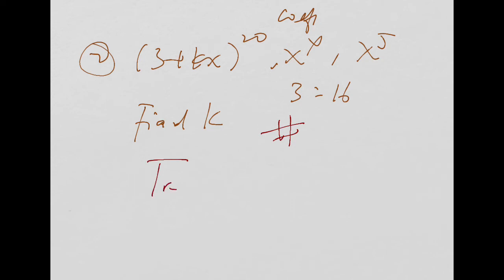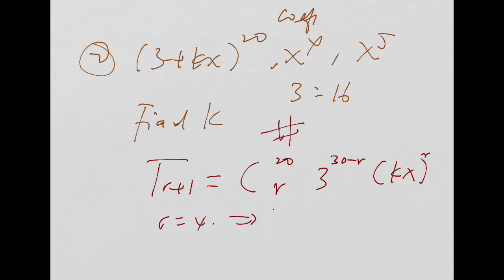But bearing in mind that 3R plus 1 is C23. You just need to be careful, not careless. R, 3, 30 minus R, KX, R. Okay? So when R equals 4, you get a coefficient. R equals 5, you get a coefficient. A and B. Then you do the ratio, 16.